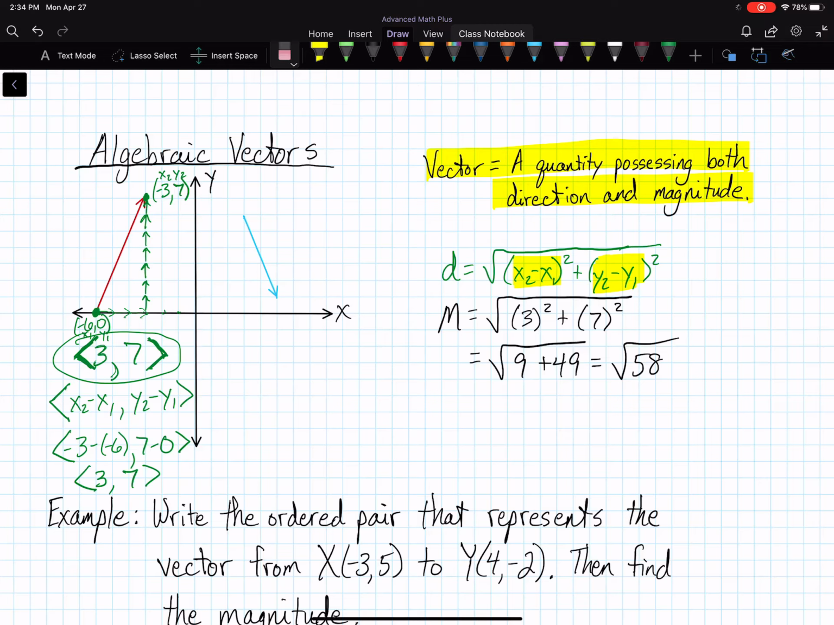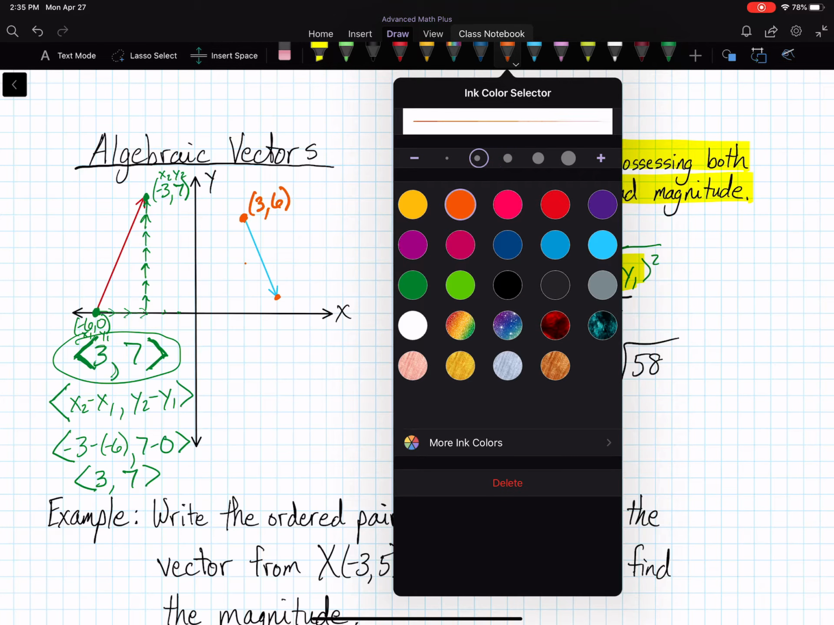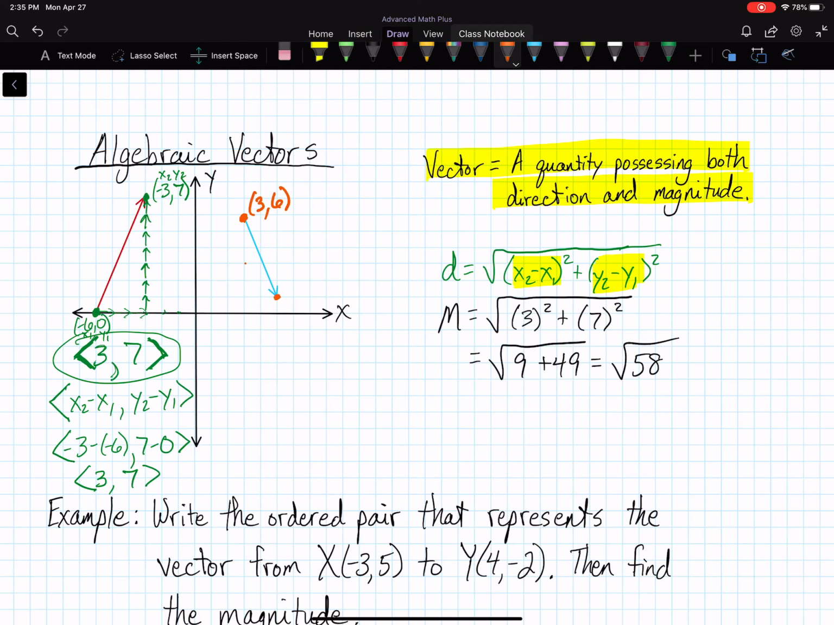What about our other one? How about the blue one right here? So the blue one, it starts here and ends here. Well, this point at the top is 1, 2, 3, 1, 2, 3, 4, 5, 6. It's 3, 6. And this point, where it ends up, is 1, 2, 3, 4, 5, 1.